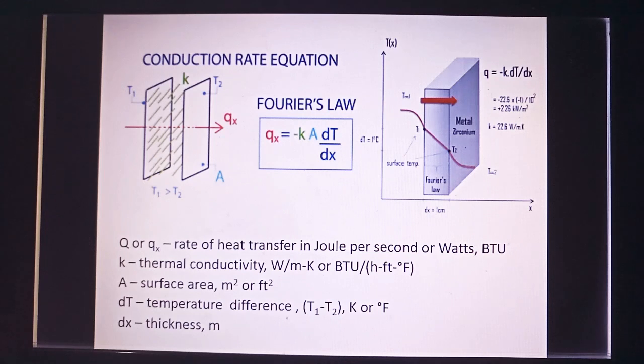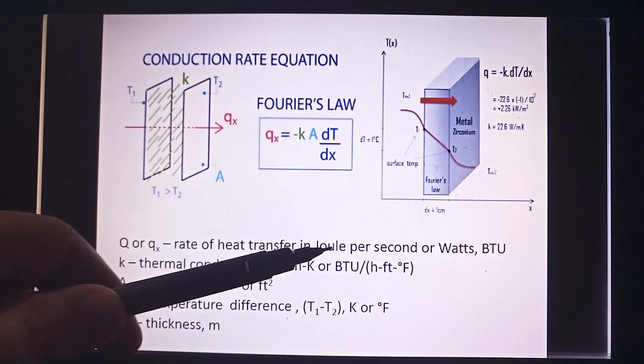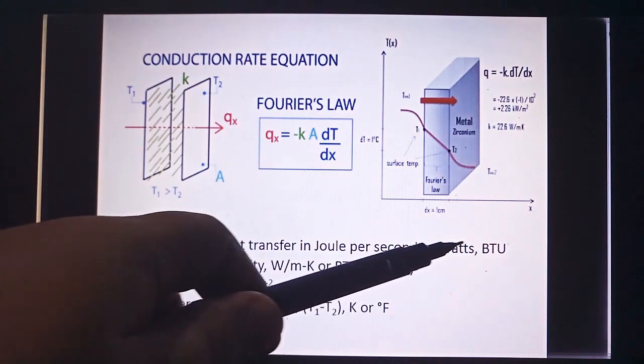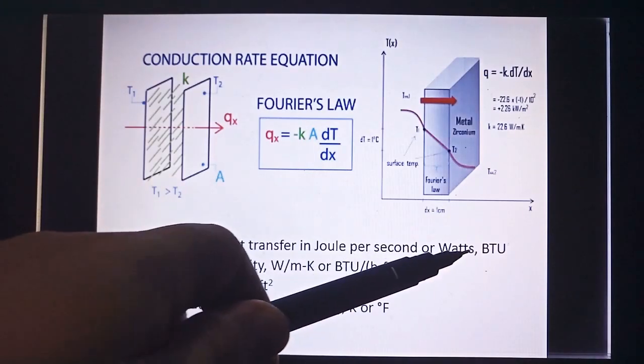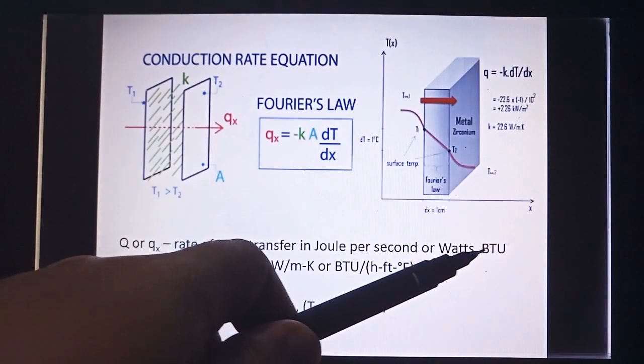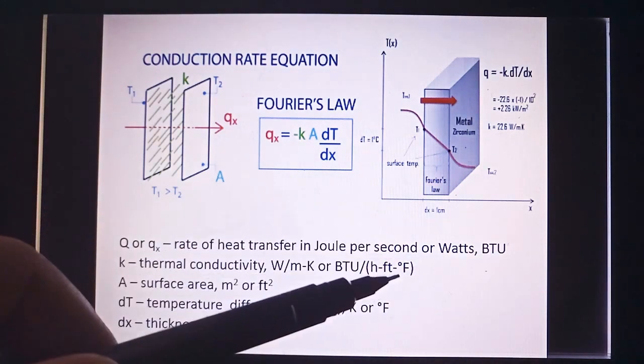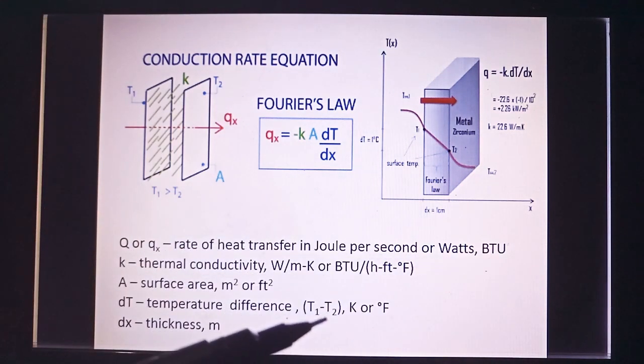Negative stands for absorption of heat. So our Q here is the rate of heat transfer, that is in terms of joules per second or watts. The equivalent of joules per second is watts, that is in metric units, and then BTU per hour in English units. Remember, units are divided into two: we have the English and metric.